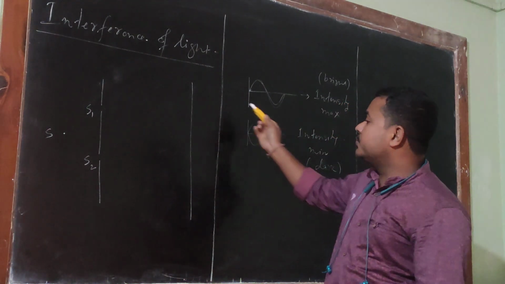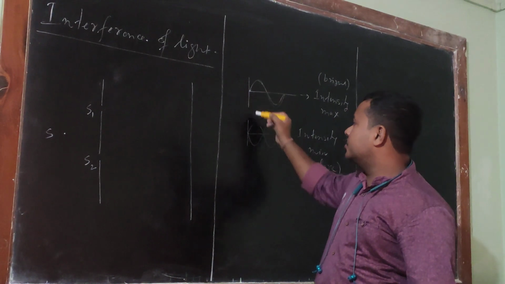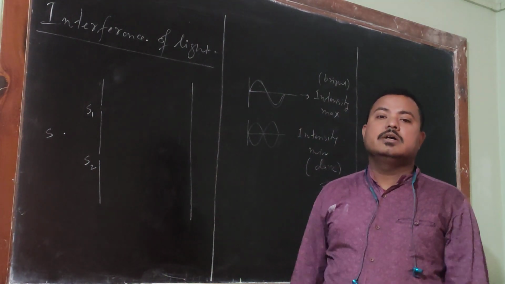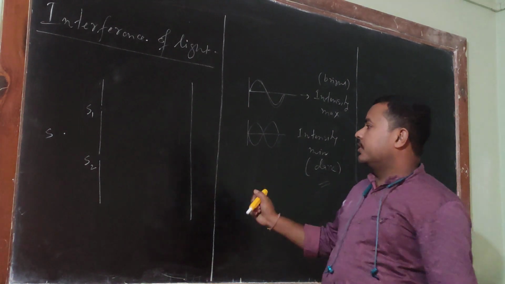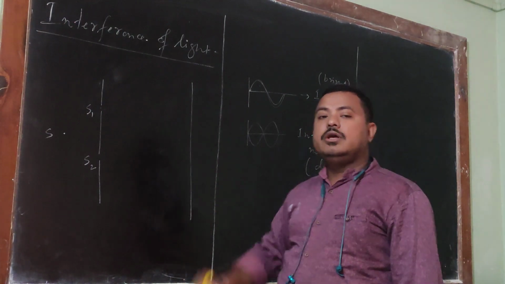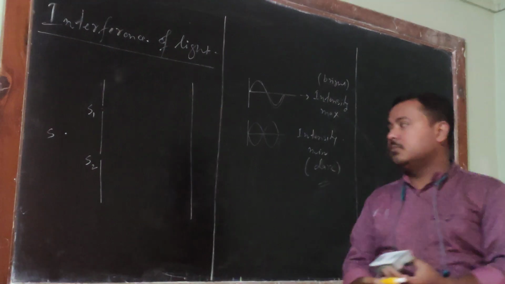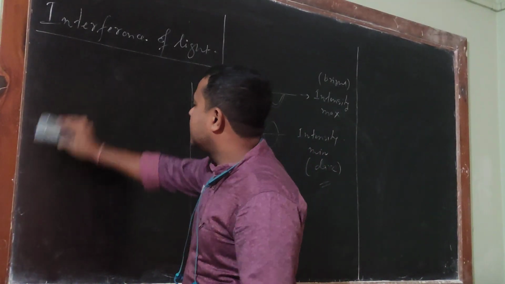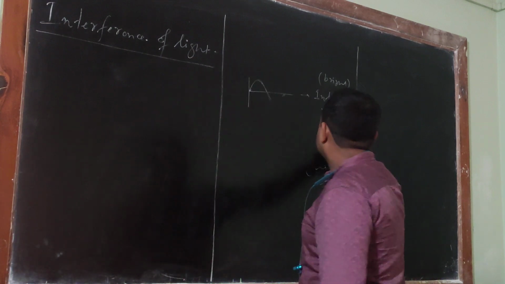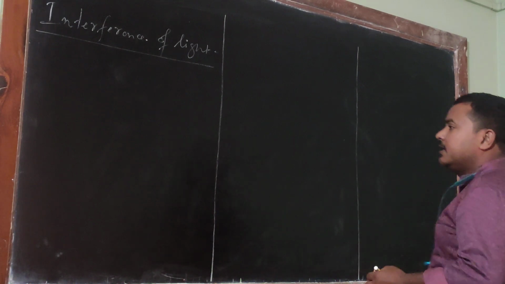So this redistribution of intensity of light on the screen due to superposition of two light waves coming from two coherent sources is called what? Interference of light. Okay, so in detail I will explain through Young's double slit experiment. Okay, how you get bright and dark bands. So basically interference means what? Superposition of two light waves coming from two coherent sources, and it gives what? Redistribution of intensity of light.